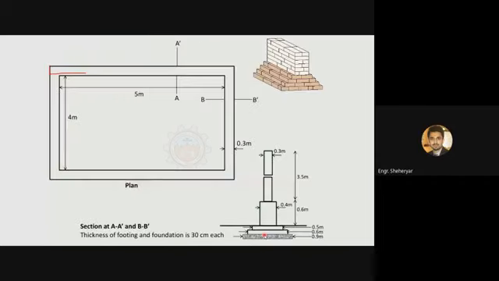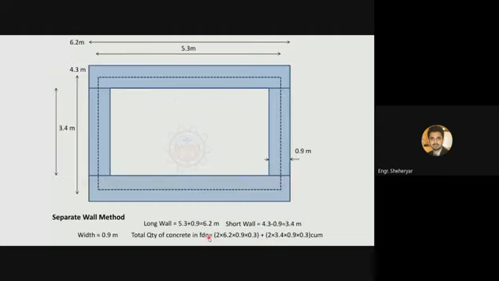Now हमने इस लेवल पे quantities को estimate कर लिया. Now we'll move towards this second step. This second step has a width of 0.6 meters and the thickness is the same, 30 centimeter. So I've already... Excuse me, sir. Yes.